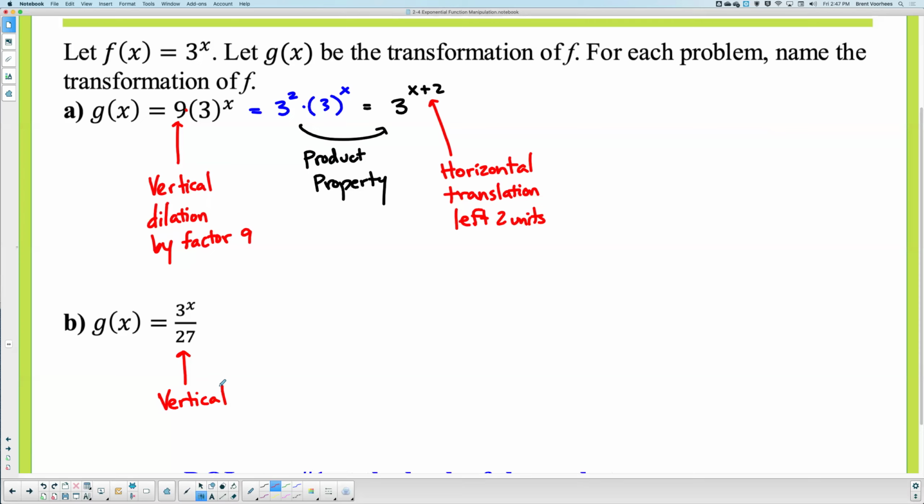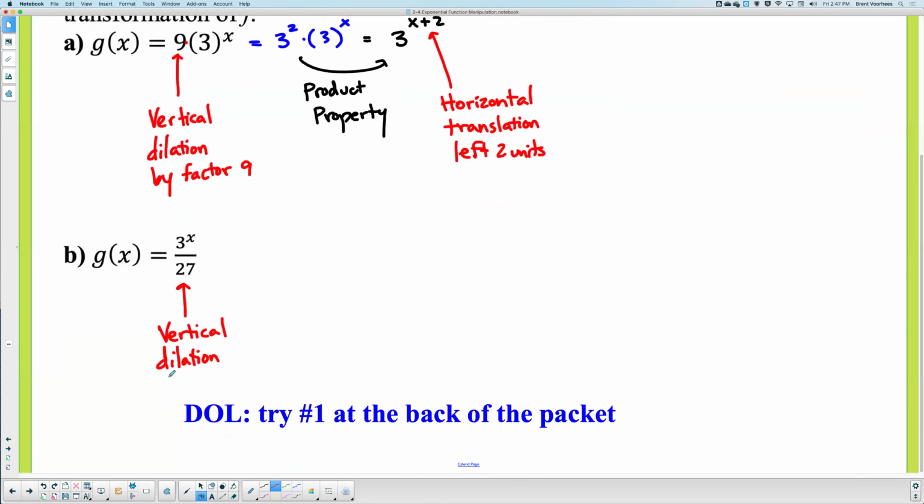Dividing, is that translate, dilate, reflect? Dilation, that's right. With a dilation, you always say by factor. Last question for you here. Is it a liar or truth teller when you're dealing with vertical transformations? Truth teller. Dividing by 27, the way you represent that is a fraction. With this 27 as the denominator, you put 1 in the numerator as a placeholder.